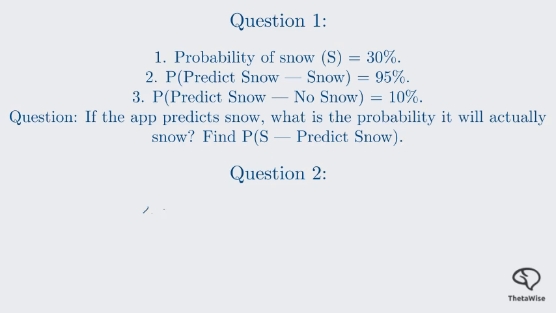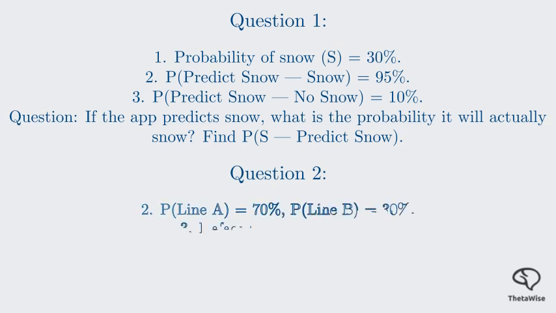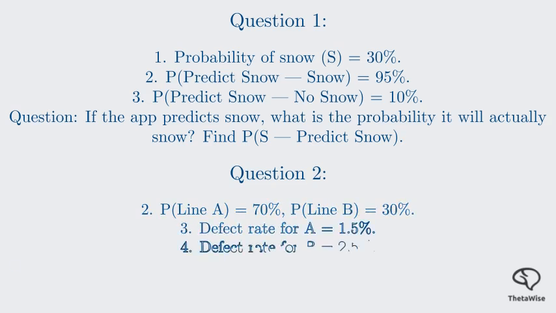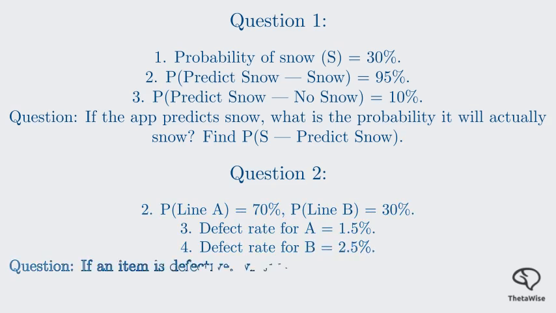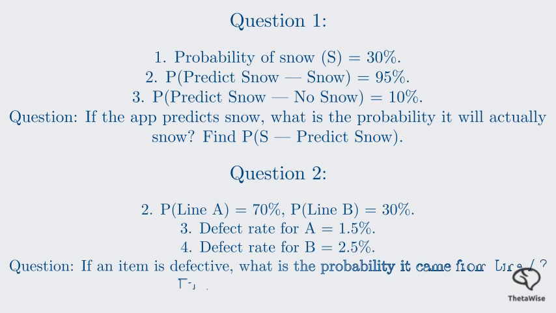Question 2. A manufacturing plant has 2 assembly lines, line A and line B. Line A produces 70% of all items, and line B produces the remaining 30%. Items from line A have a 1.5% defect rate, while items from line B have a 2.5% defect rate. If a randomly selected item is defective, what is the probability it came from line A?